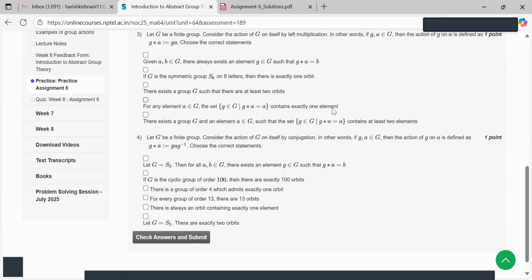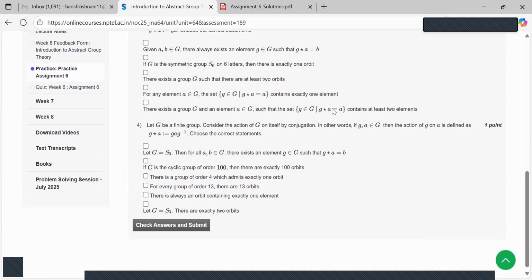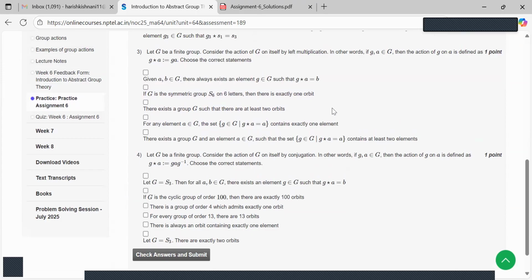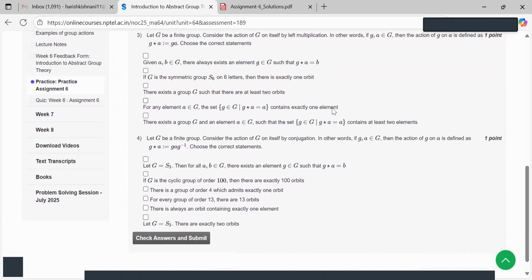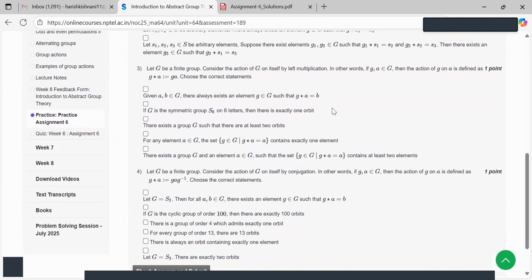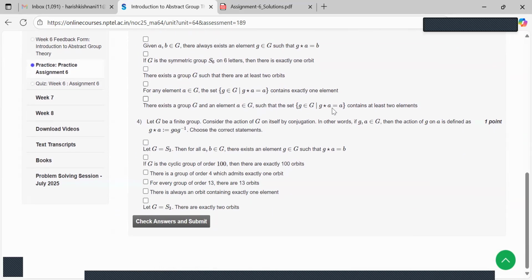I think this is true, sir. Okay. Only the identity will be there, because only the identity stabilizes this. Now, you can also see this through the orbit stabilizer theorem. Since the orbit is the entire group, the stabilizer should be a singleton element, right? So this is true, right? For any element A, the size of the stabilizer is 1. It contains exactly one element, that is precisely the identity.